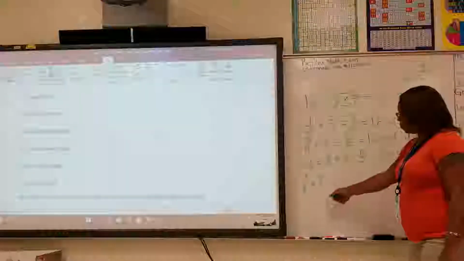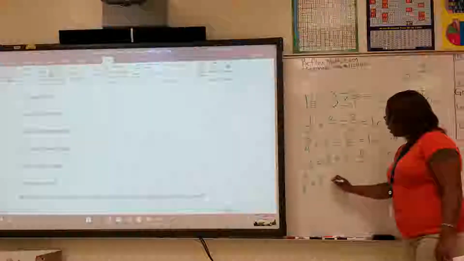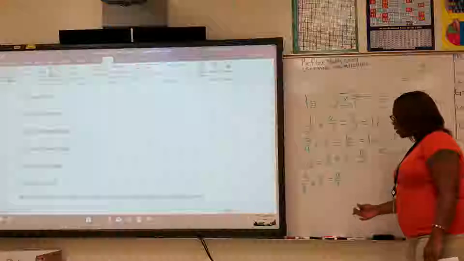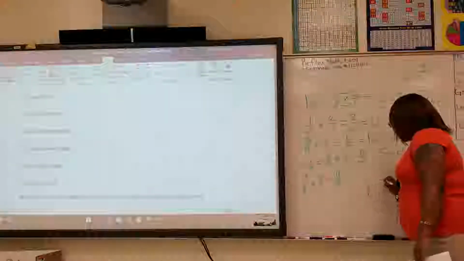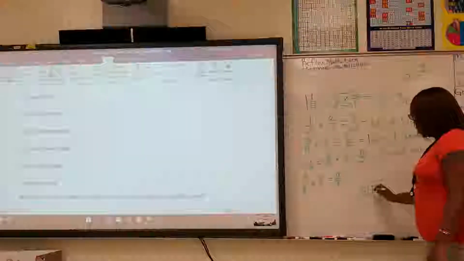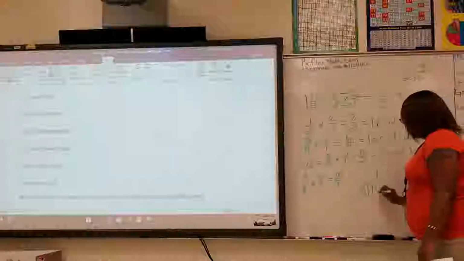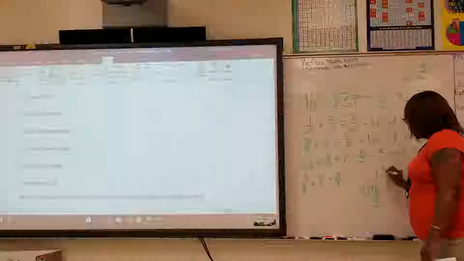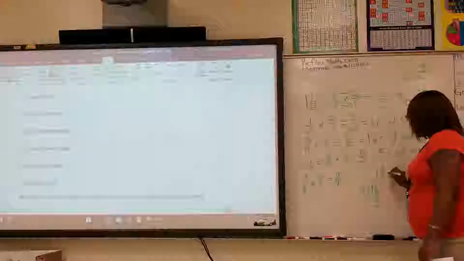And we're going to double it. 5 times 2 is 10. 8 times 1 is 8. Here we'll have to divide. 10 divided by 8. 8 goes into 10 one time. 8 times 1 is 8. 10 minus 8 is 2. 2 is our numerator, 8 is our denominator, but we're not done.